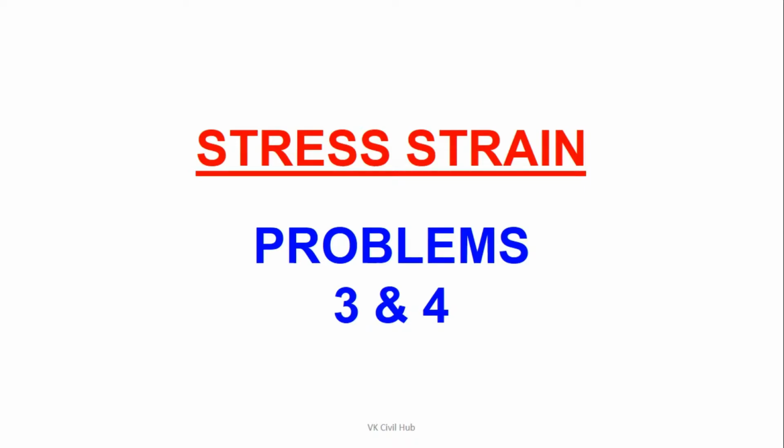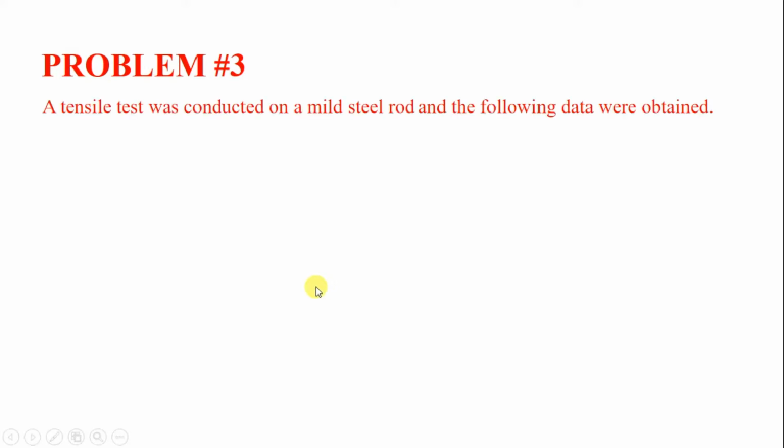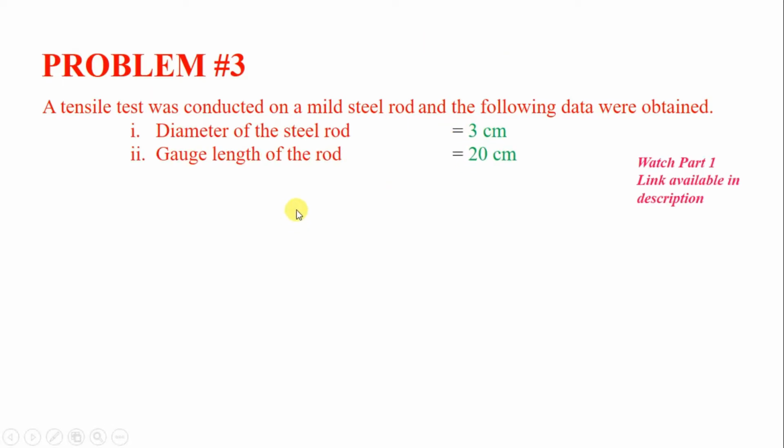Problem number 3 goes like this. A tensile test was conducted on a mild steel rod and the following data were obtained. Diameter of the steel rod 3 cm, gauge length of the rod 20 cm, that is the actual length. Load at elastic limit 250 kN.